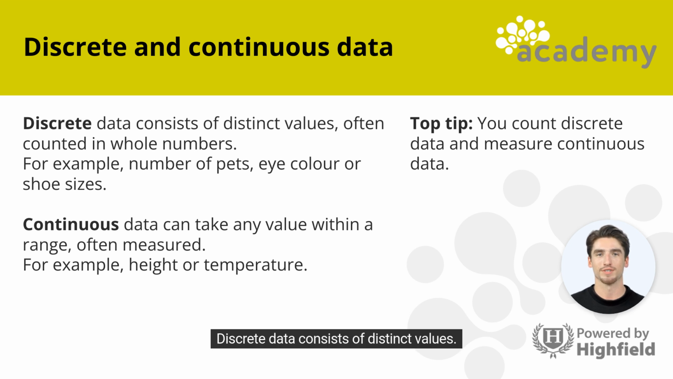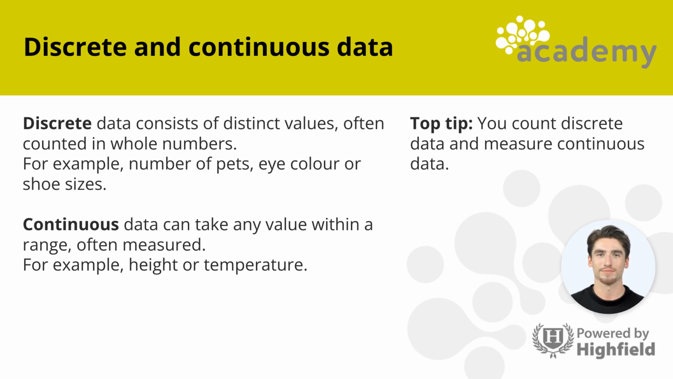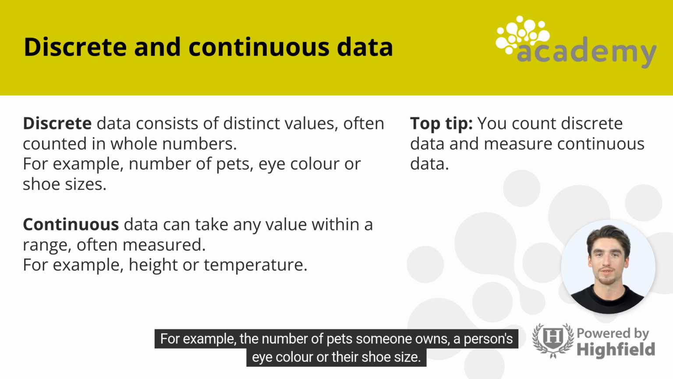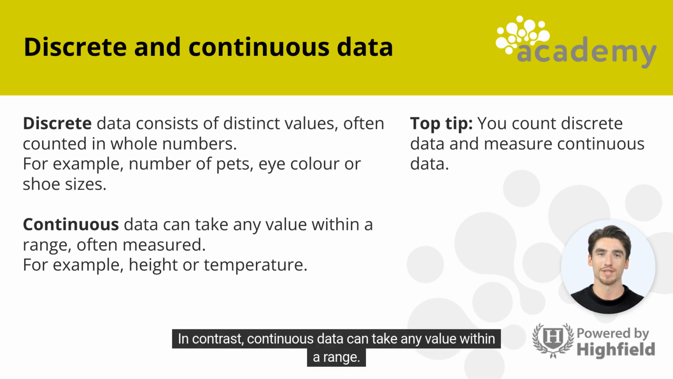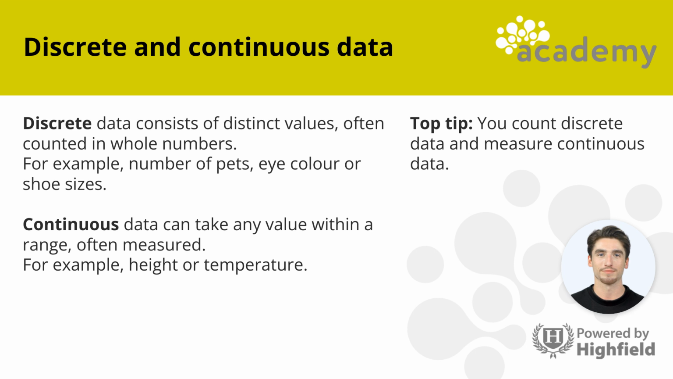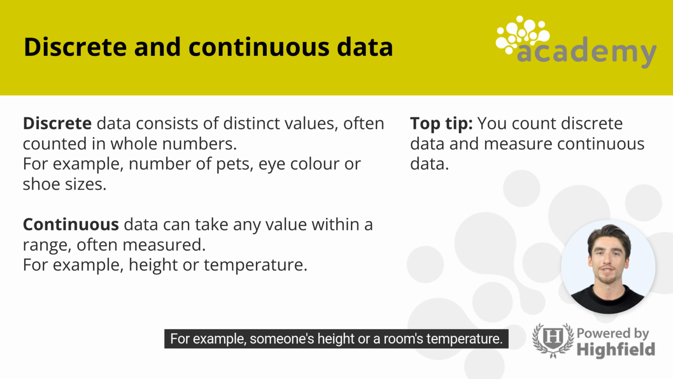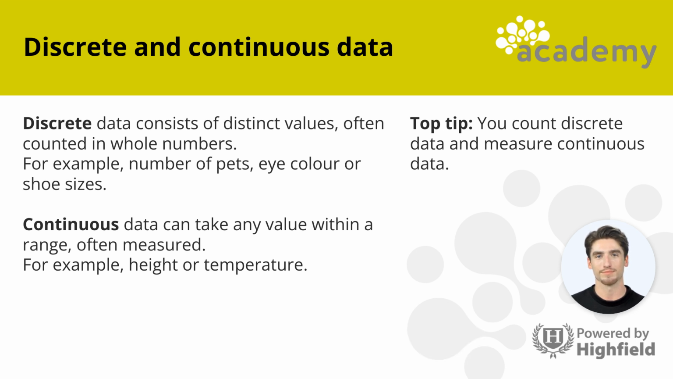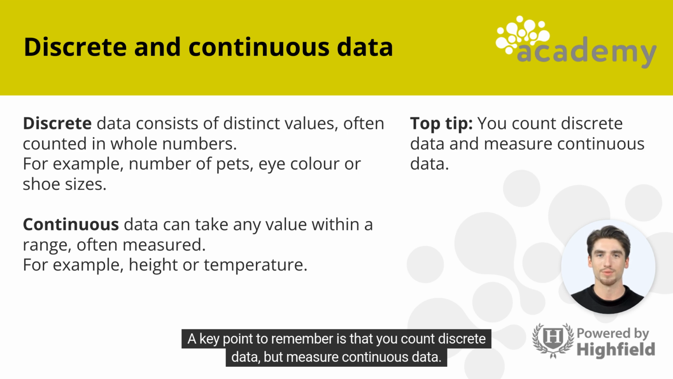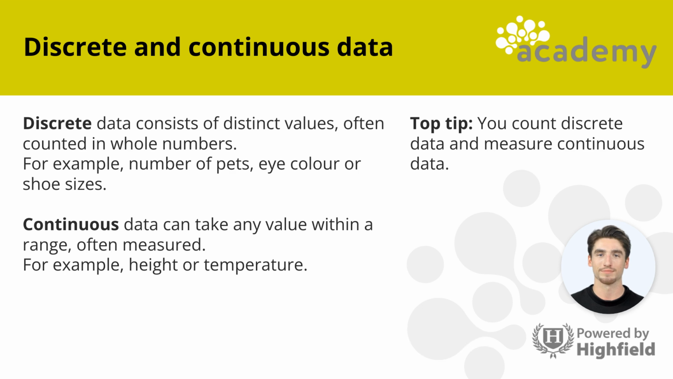Discrete data consists of distinct values. These are often counted in whole numbers. For example, the number of pets someone owns, a person's eye color, or their shoe size. In contrast, continuous data can take any value within a range. This data is often measured. For example, someone's height or a room's temperature. The key difference is that discrete data involves specific, fixed values, while continuous data involves measurements that can have decimals. A key point to remember is that you count discrete data but measure continuous data.